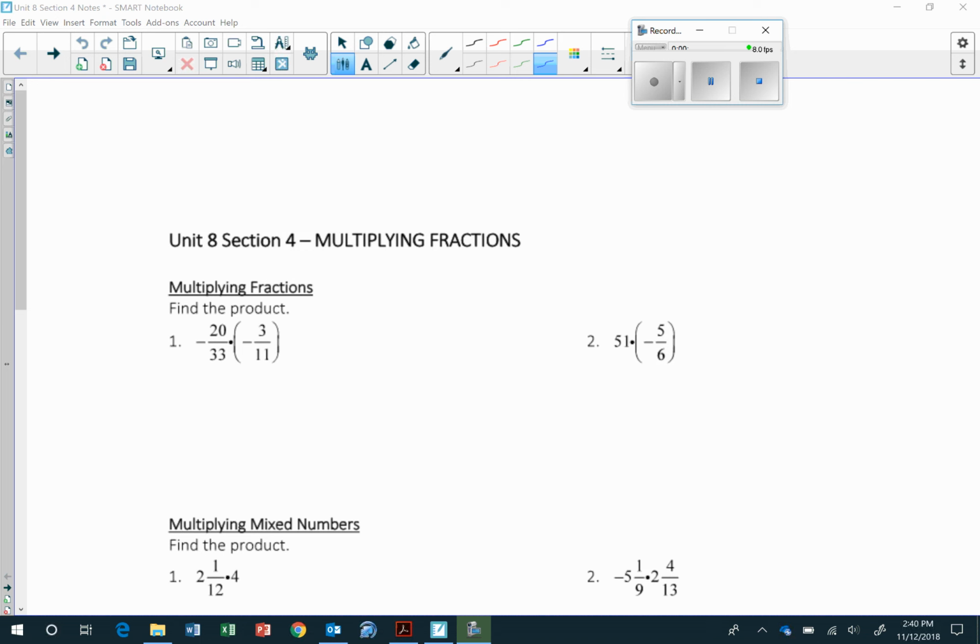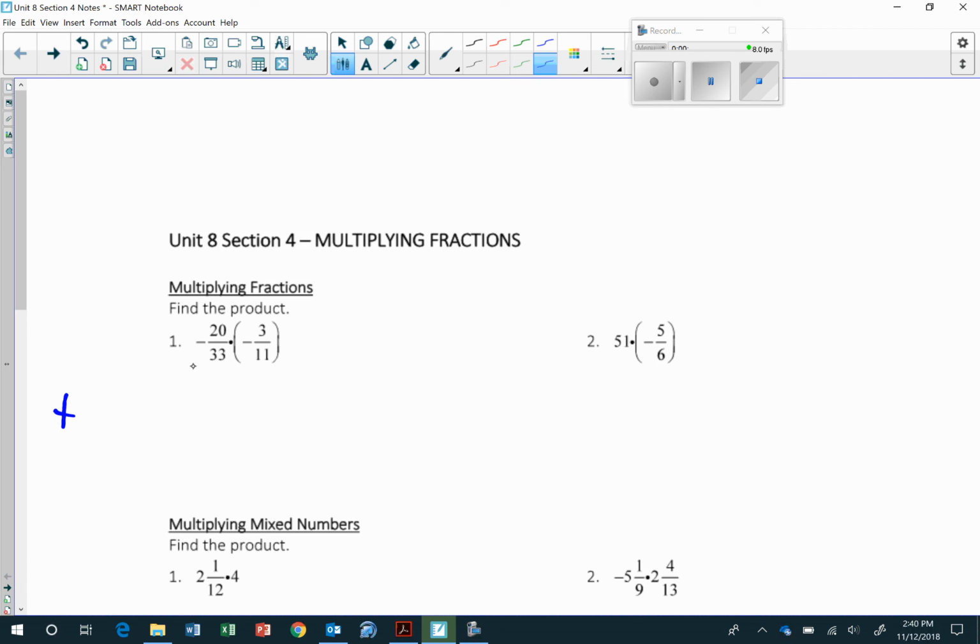Now, the first thing you want to do is decide if your final answer is going to be negative or positive. So for this first one, I have negative 20 over 33 times negative 3 over 11. So I'm doing a negative times a negative, so I know my final answer is going to be positive. So I'm going to go ahead and write a positive sign over here just so I know that that's what my final answer is going to be.